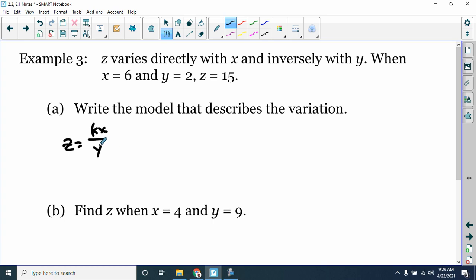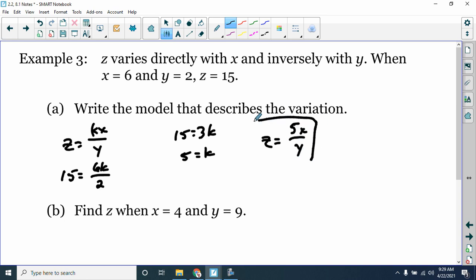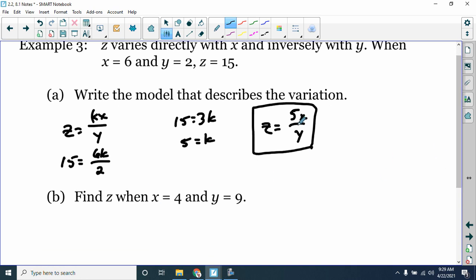Plug in your values to get k. We know z is 15 when x is 6 and y is 2. 6 divided by 2 can be reduced to 3. Divide both sides by 3 gives me k is 5. Write the model that describes the variation. Z equals 5x over y. Find z when x is 4 and y is 9. Just plug them in. 5 times 4 divided by 9 does not reduce.